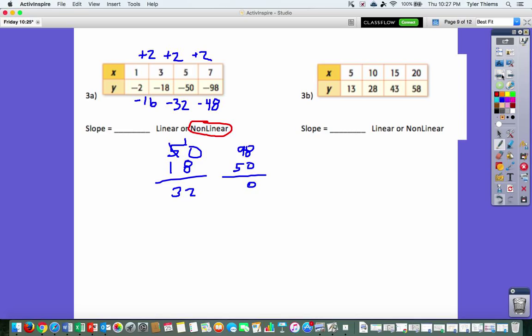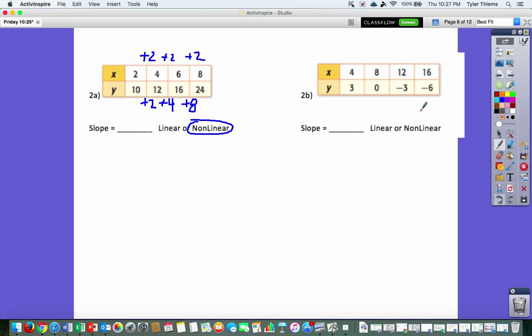Since these are both nonlinear, I want to go back to 2B just to check your work on 2B, see if you got the right answer for 2B. So the rate of change on 2B is going down by 3. From 3 to 0 is negative 3. From 0 to negative 3, that's also negative 3. And from negative 3 to negative 6 is a difference of negative 3. So that's constant there. This one, the x terms are going up by plus 4 each time. 12 to 16 is plus 4. So this is linear. Circle that.